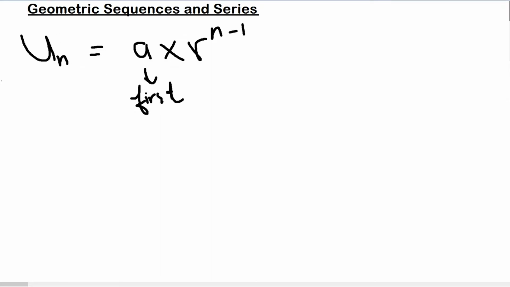It should usually be given to you, and certain questions can give you the nth term and the common ratio, and you need to find the first term, and vice versa, interchangeable. Next, we will look at some questions on geometric sequences and series.